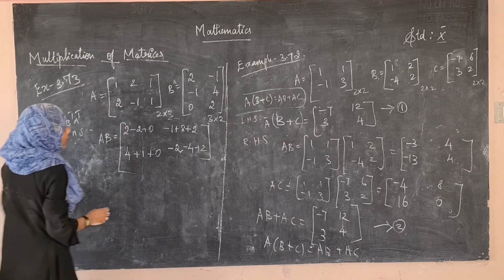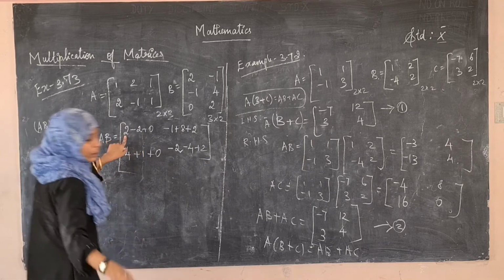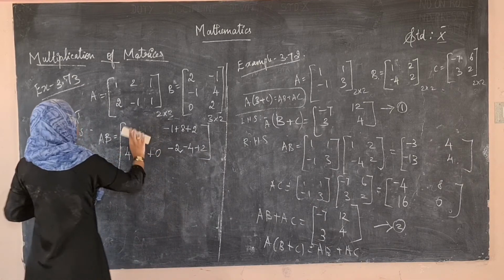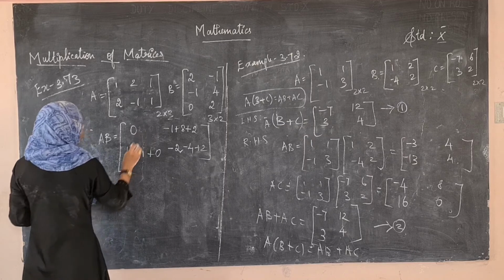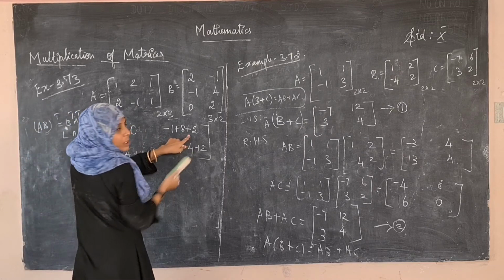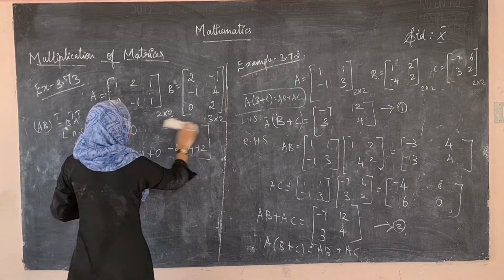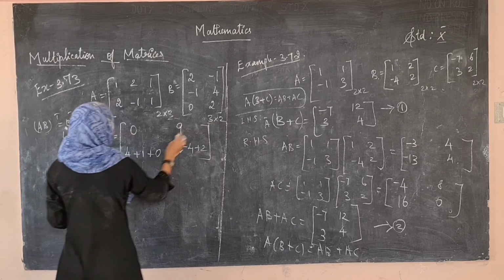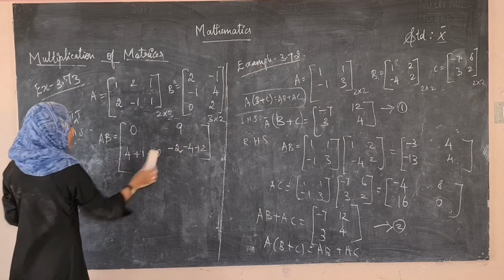Okay. So what's the value? 2 minus 2 minus 2 plus 0 is 0. Okay. See, 8 plus 2 is 10. 10 minus 1 is 9. And here 4 plus 1, 5. 5 plus 0, 5.